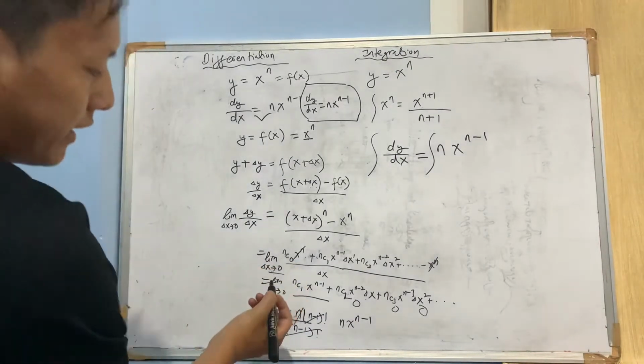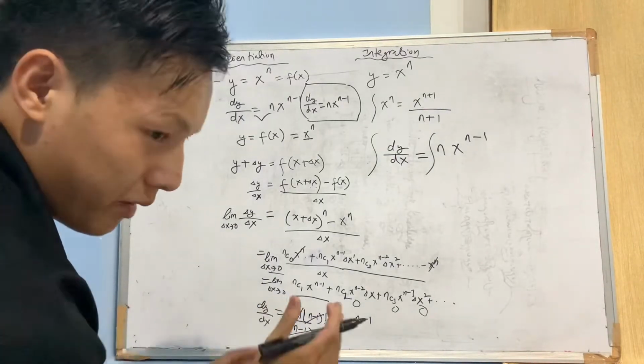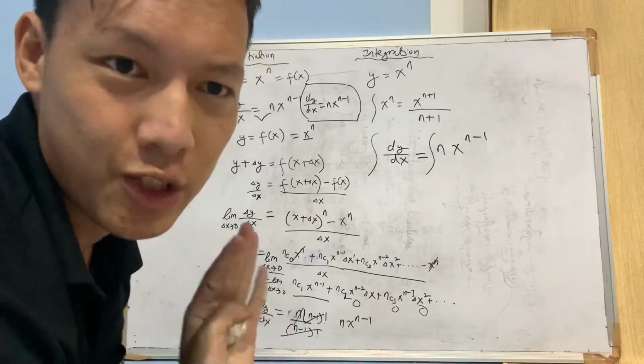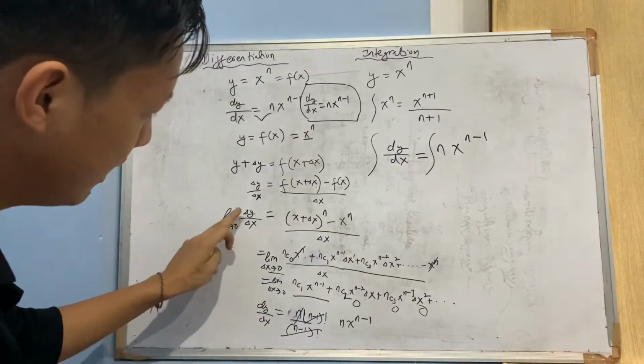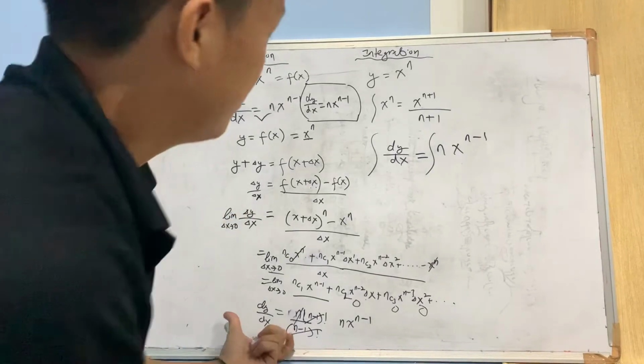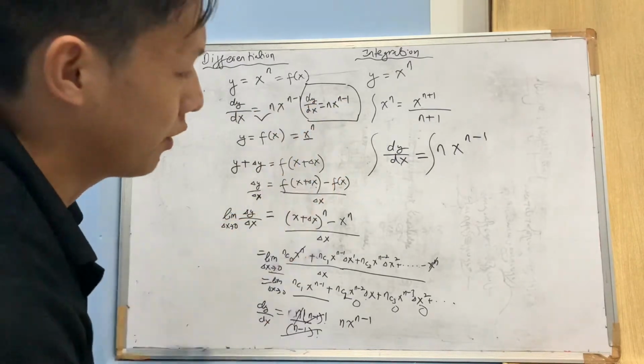So when the limit Δx tends to 0, it means the differential is very small, right? So we have to change Δy/Δx into dy/dx, okay? But now we get what we have proved, right? dy/dx is equal to n x to the power n minus 1, okay?